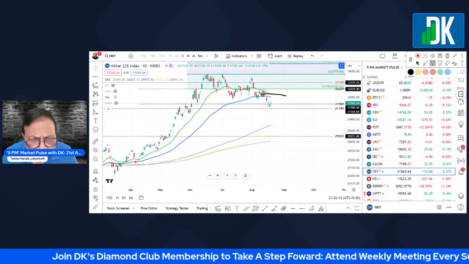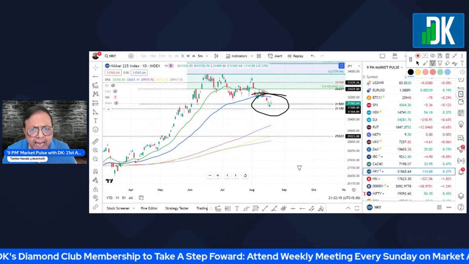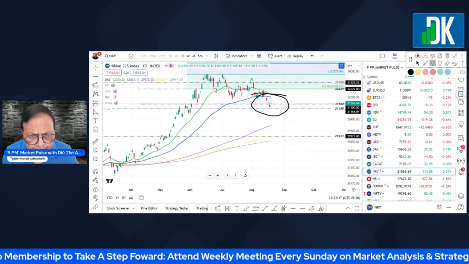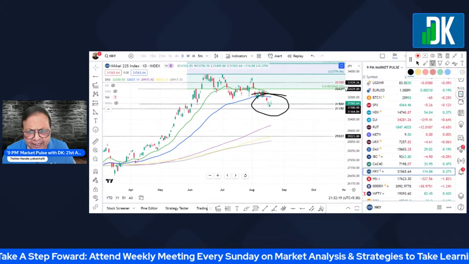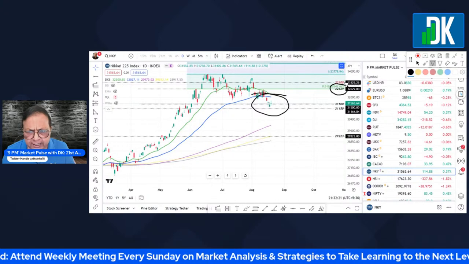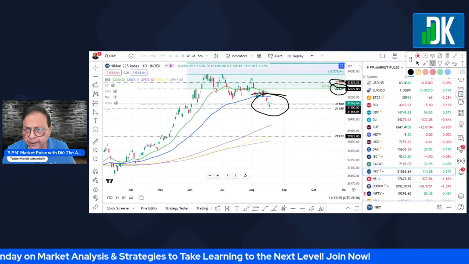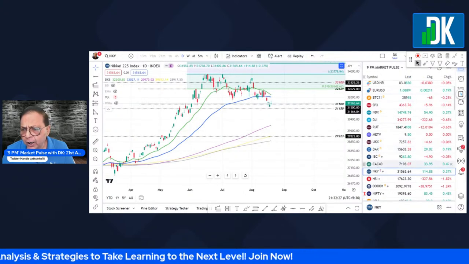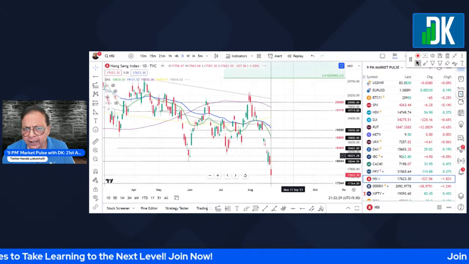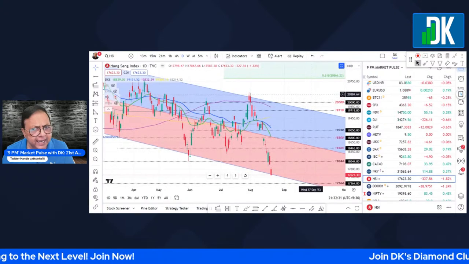If you see the past three trading sessions, there is absolutely a loss of downside momentum in this index. Immediate resistance could be 32,629 to 33,100. Now let us check the Hong Kong market. This is the price chart of the Hang Seng index.